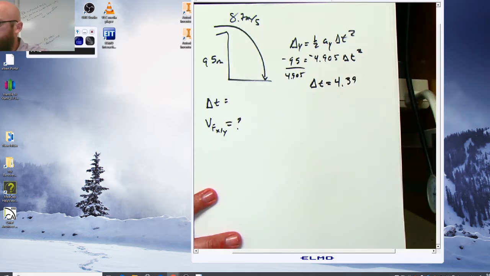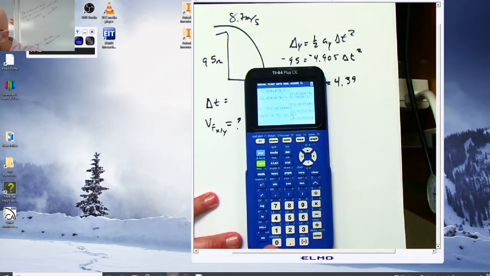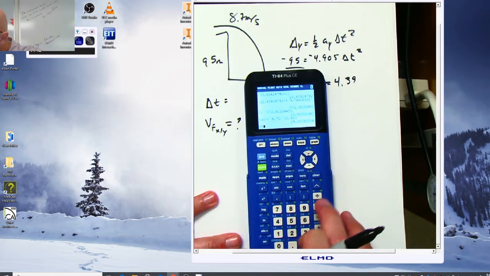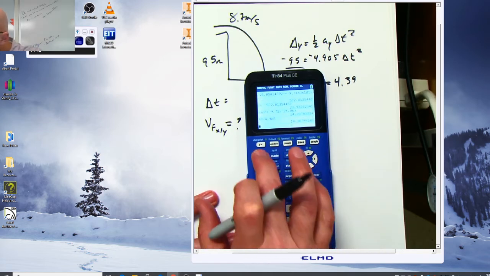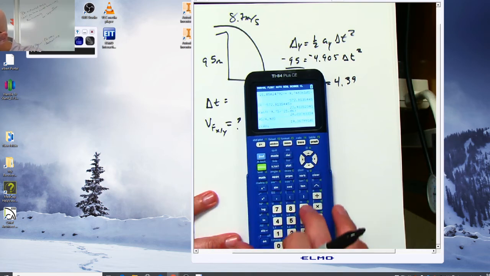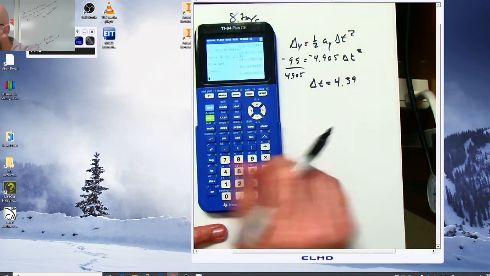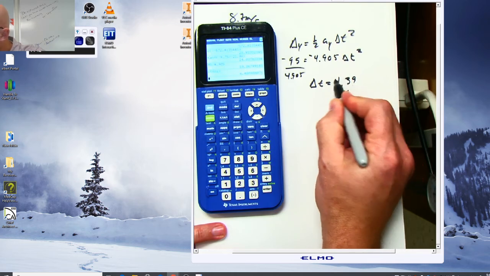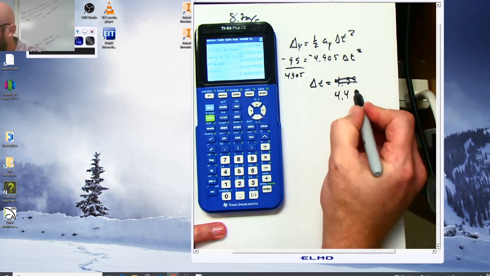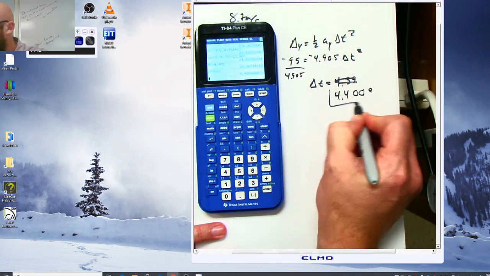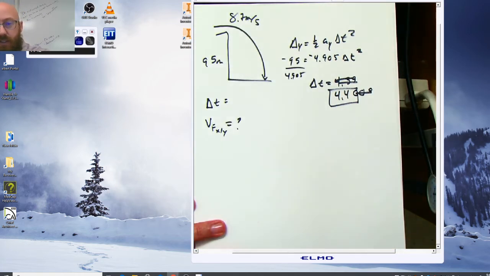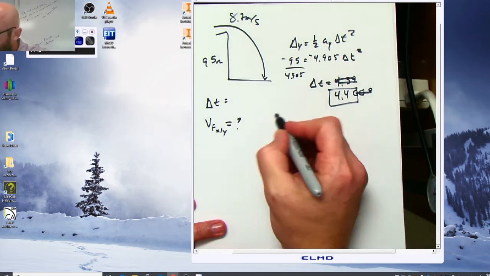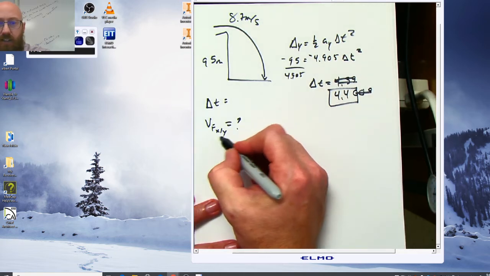Well, here, let's just do it. 95 divided by 4.905. And square root it. 4.4, I was off. So 4.4. Cool. So our time is 4.4. So that takes care of one of our answers. The other one is I need to find the velocity in x and y.